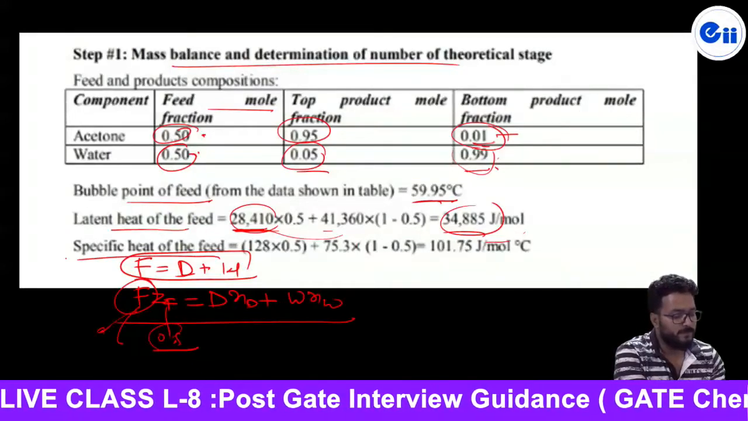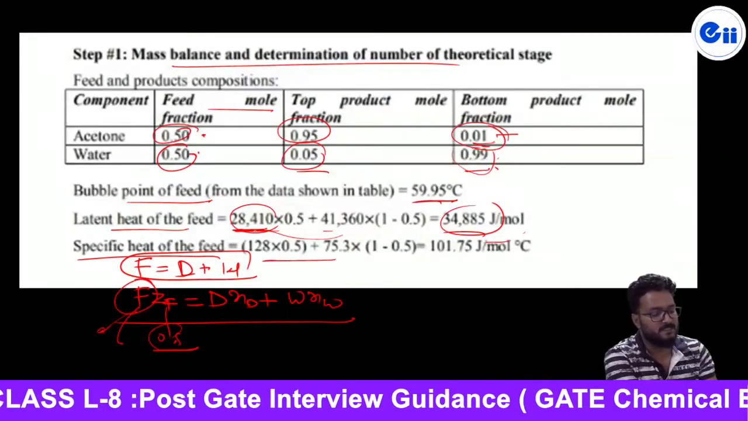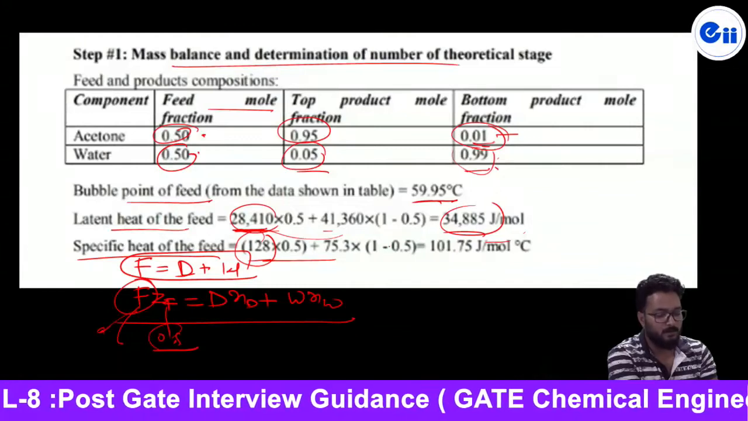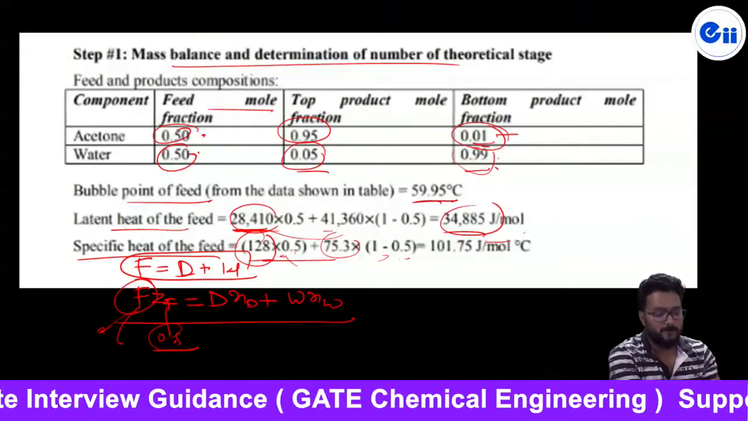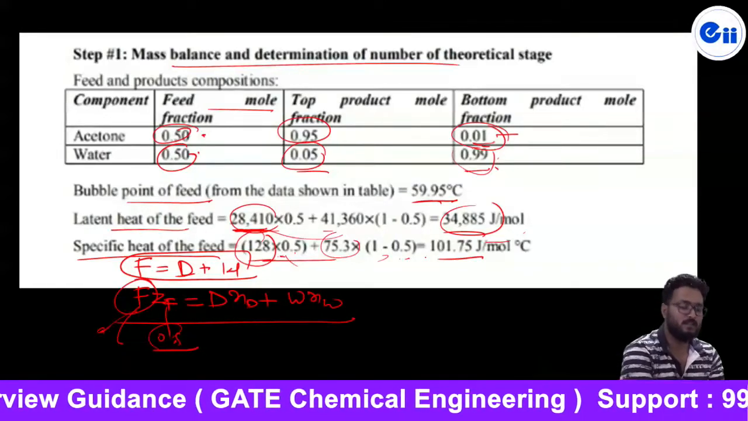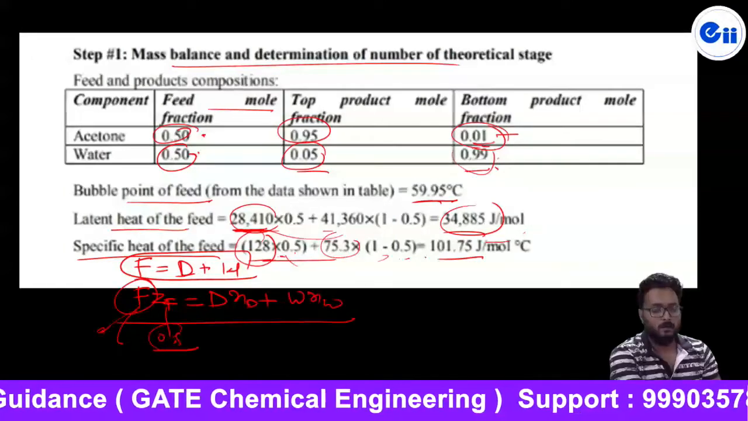And then also we can calculate the specific heat of the mixture in the same way. Specific heat of the water and acetone is given correspondingly, and correspondingly we have multiplied by the mole fraction 0.5. We have calculated the molar specific heat of the mixture.